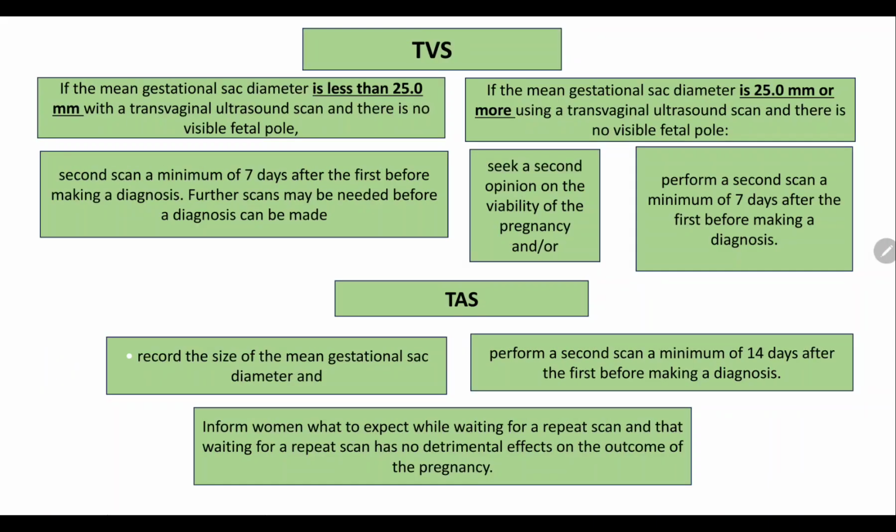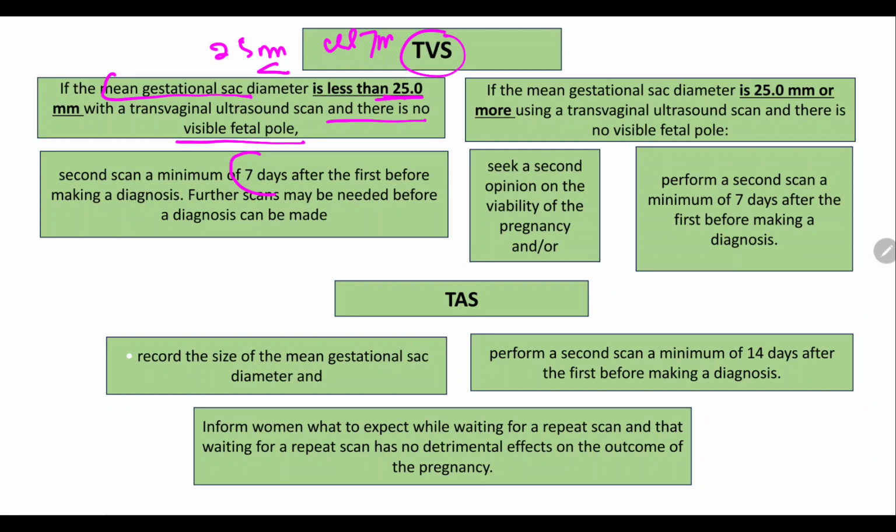Now if you are doing TVS, you check for the heartbeat, you did not find any heartbeat, then you check for the fetal pole or CRL, still nothing was visible there. Then the other thing you have to do is check the mean gestational sac diameter. For the gestational sac, the cutoff is 25 mm. For CRL, it was 7 mm. Whenever it is less than 7 mm and you cannot see any visible fetal pole, right? Because there we were talking about the heartbeat because the fetal pole was there. But now here we will be talking about the visible fetal pole.